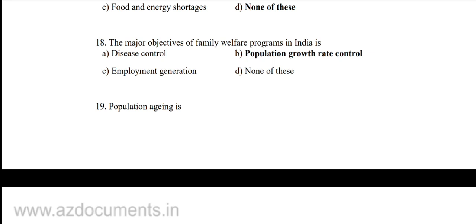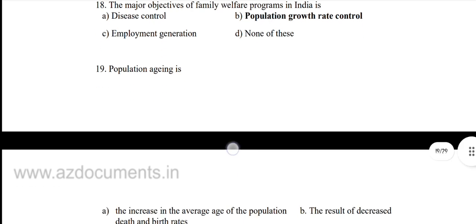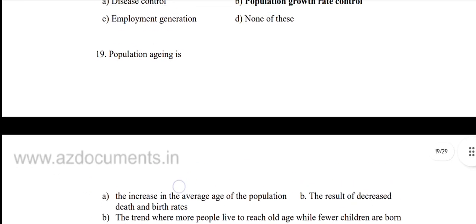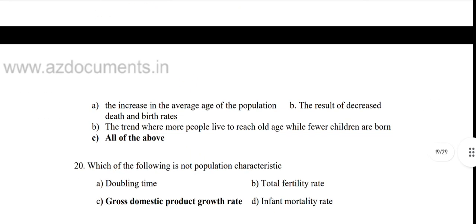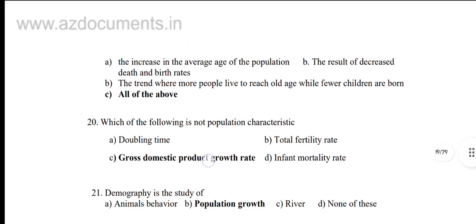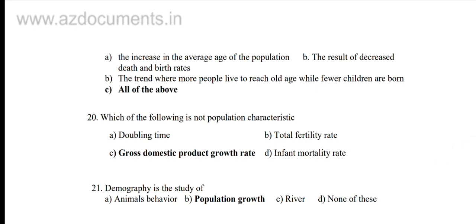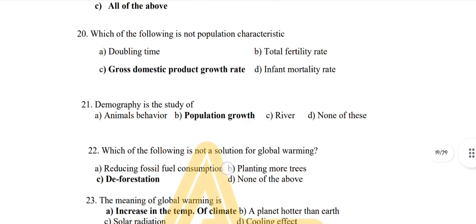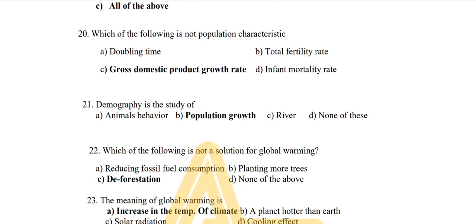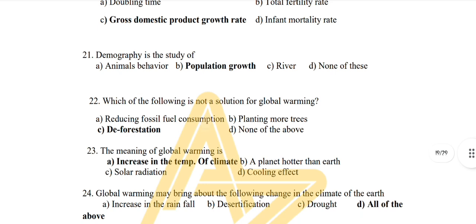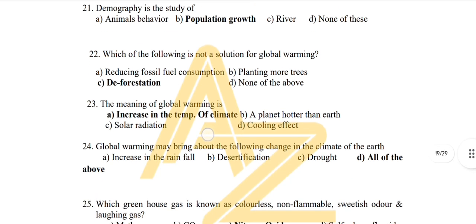18th question, the major objective of the family welfare program in India. Option B, population growth rate control. 19th question, population aging is all the above: the increase in the average age of the population, the result of decreases in the death and birth rates, the trend where more people live to reach old age, while fewer children are born. 20th question, which of the following is not a population characteristic? Gross domestic product growth rate.